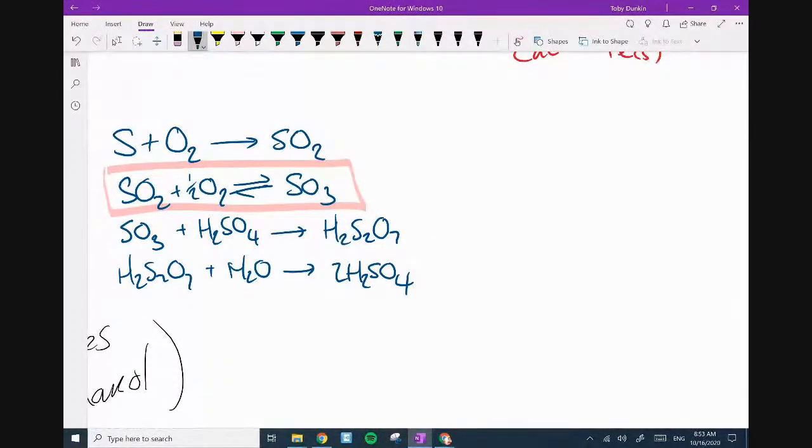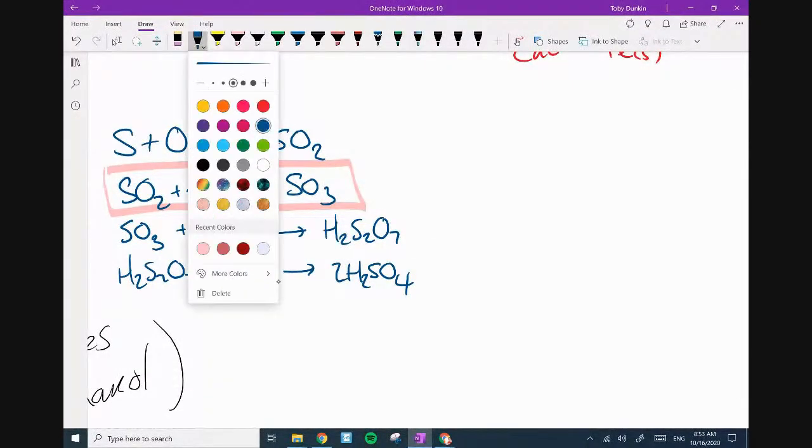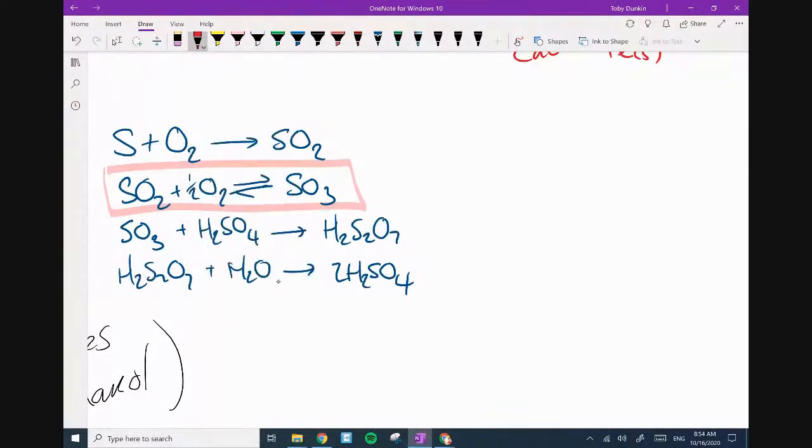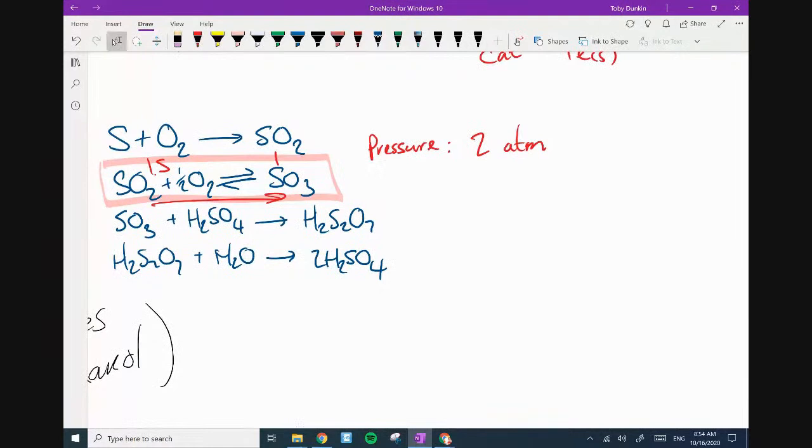The conditions are: pressure of all gases is 2 atmospheres. That's weird, because there's 1.5 moles on this side and 1 mole on this side, so I should be raising the pressure to make more SO3. Why wouldn't I do this? The yield is already 95%. There's no point in spending money on expensive equipment when you've already got a huge yield.